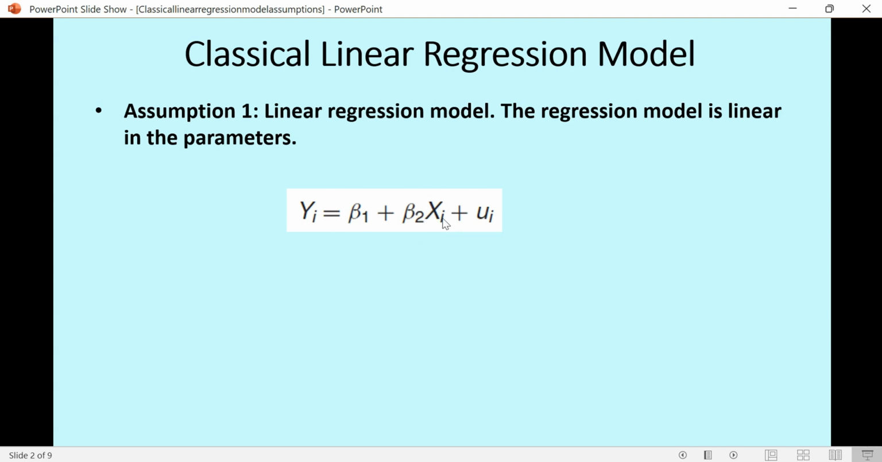Although for the x type, maybe we can add more variables, for example x squared times beta 3. So x squared is not a linear type of x, but beta 3 is also linear. This is the idea of linear in parameters.